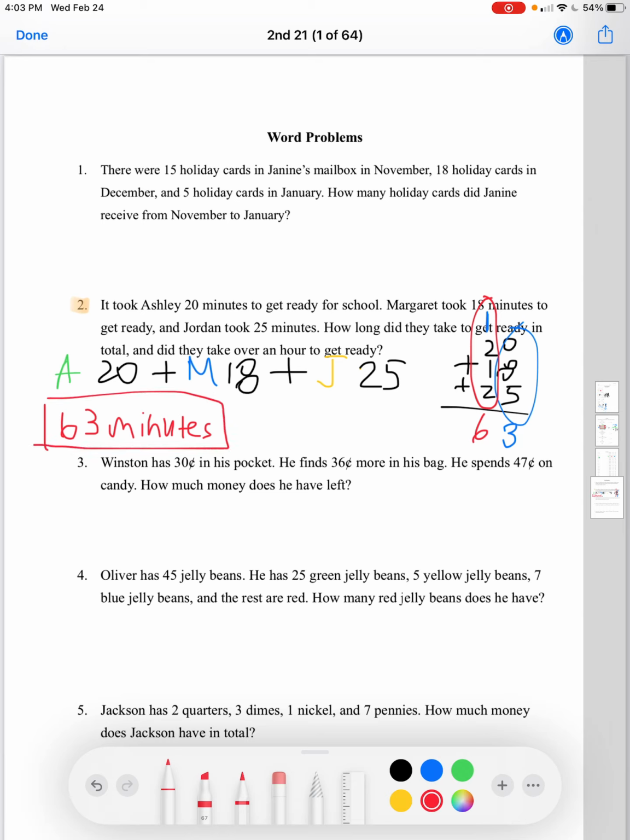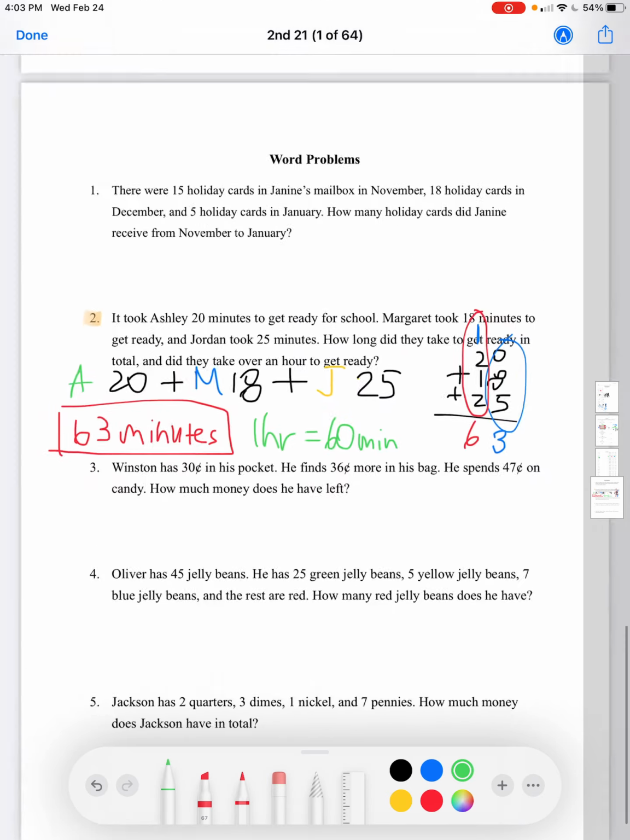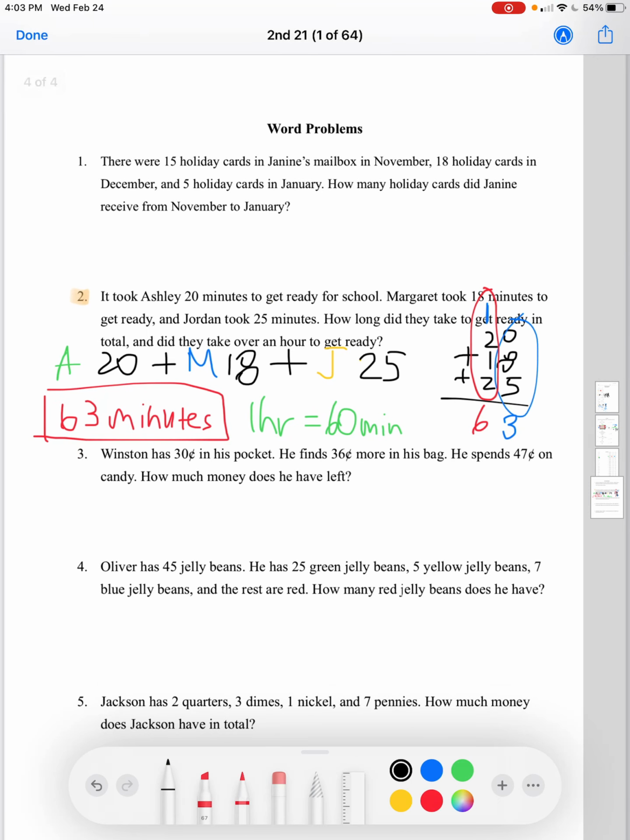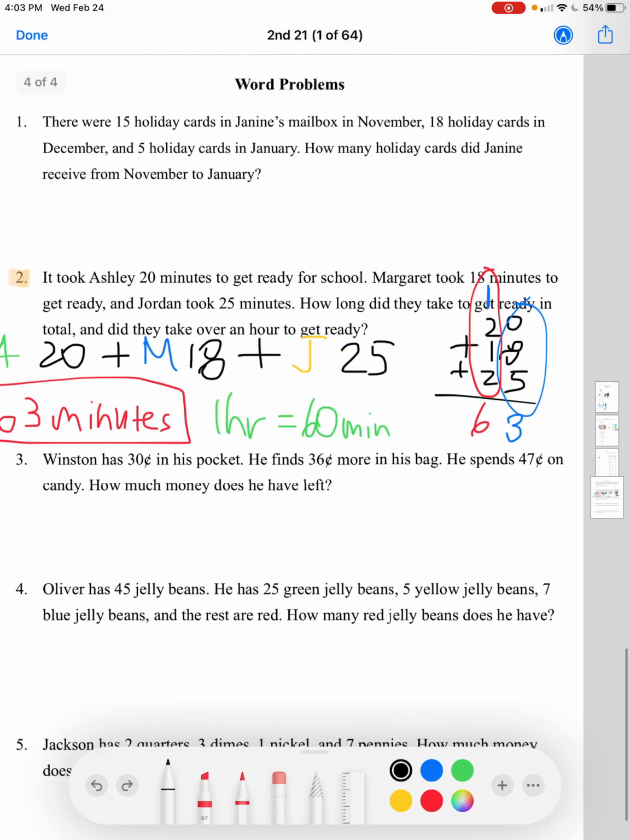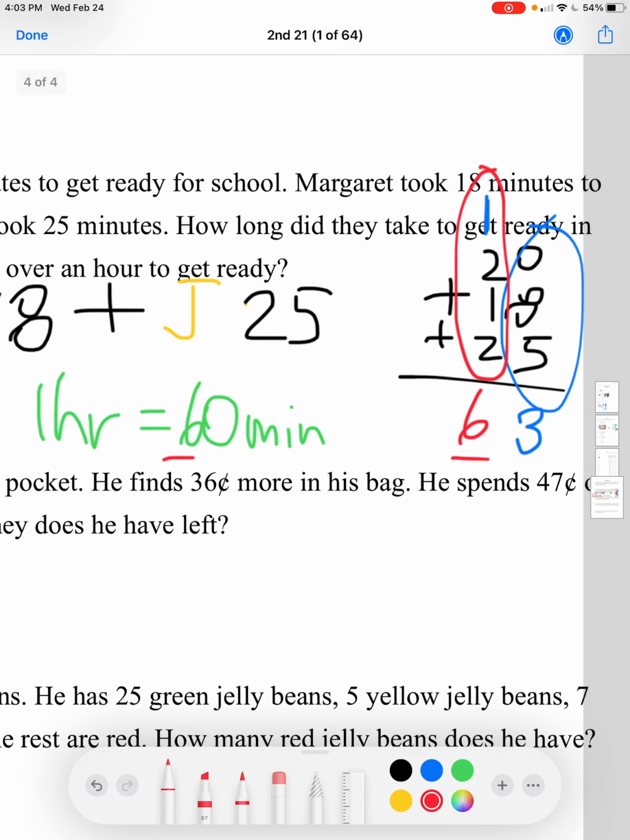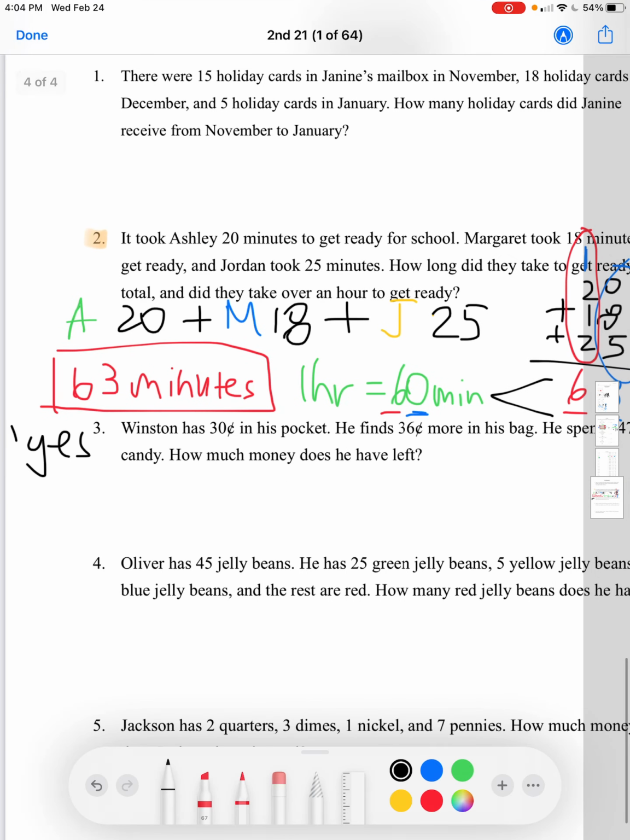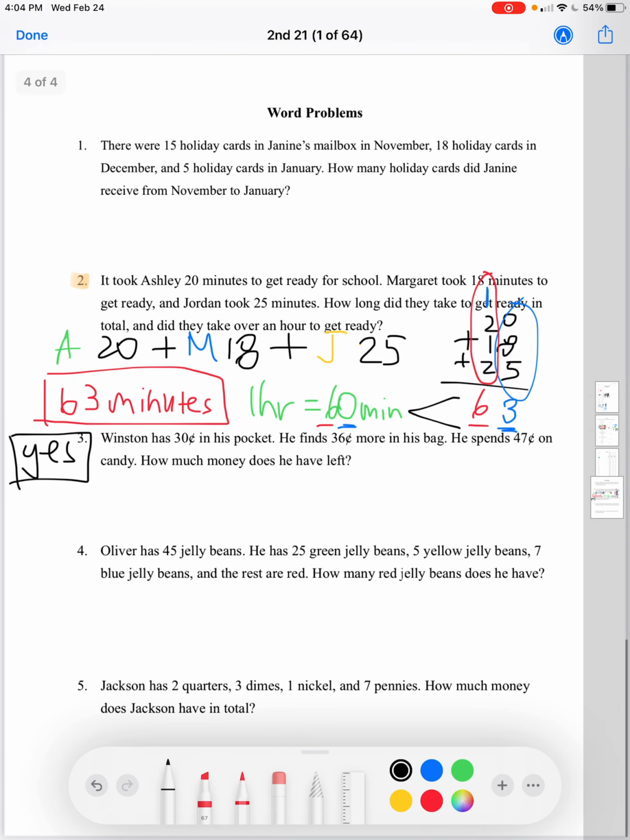And did they take over an hour to get ready? Remember, an hour is 60 minutes. 1 hour equals 60 minutes. And they took 63 minutes. Now we're going to have to compare the number 60 and 63. The number 63 is bigger because if we look at the tens place, they are the same. Then in the ones place, the 3 is bigger than the 0. So 63 minutes is more, so they did take over an hour to get ready. So you have 2 parts to your answer, 63 minutes and yes.